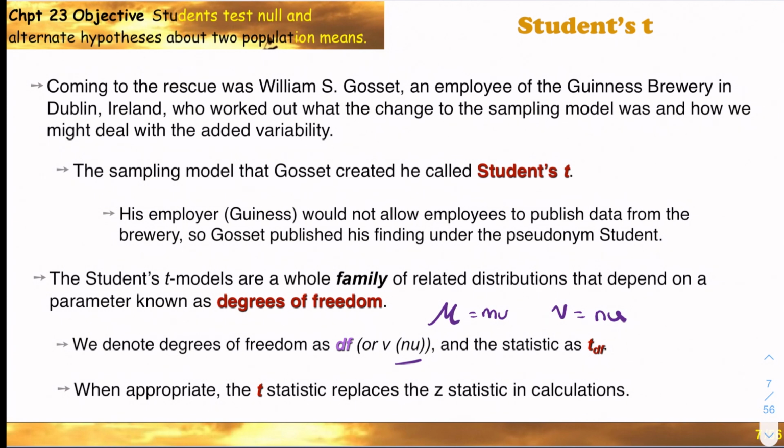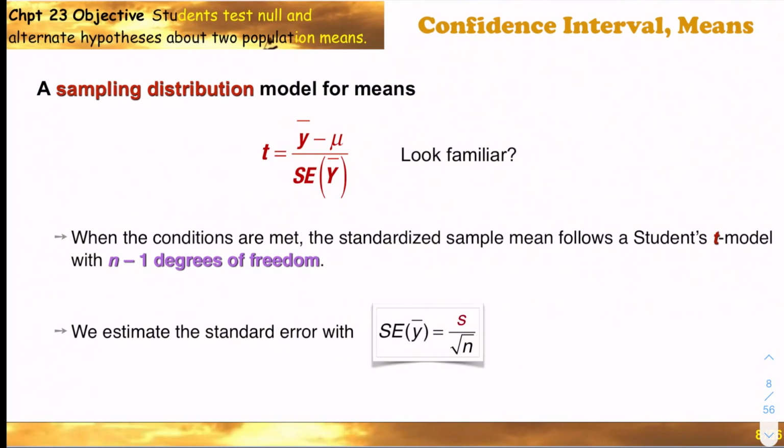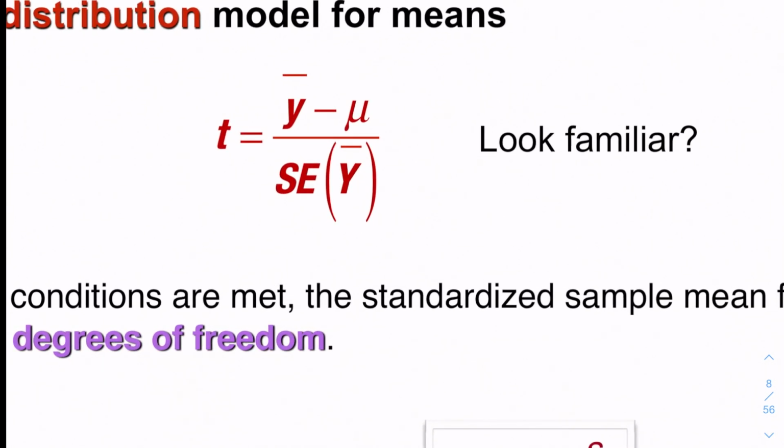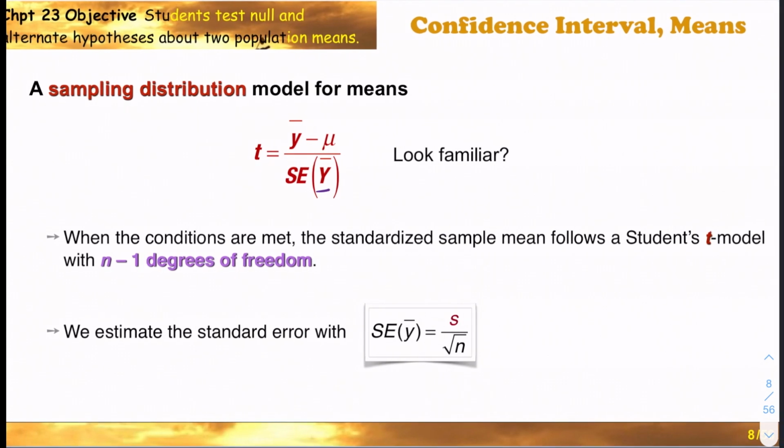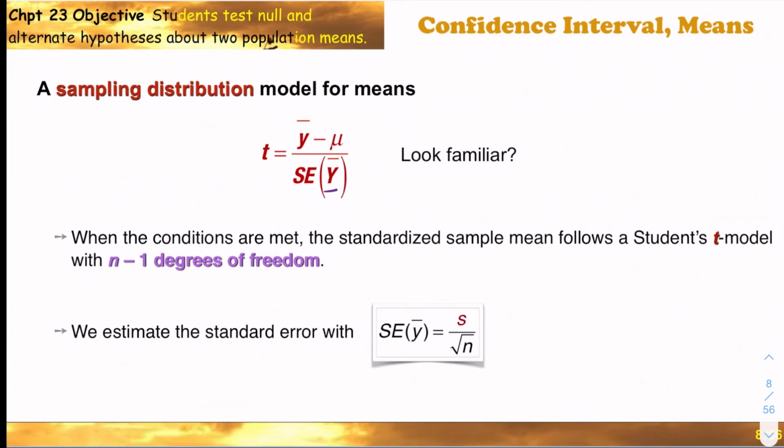When appropriate, the t statistic replaces the z statistic in calculations. So, a sampling distribution model for means. We have t equals our sample average minus the population average all over the standard error of our random quantitative variable. So when the conditions are met, the standardized sample mean follows Student's t-model with n minus 1 degrees of freedom. Get used to seeing that all the time.